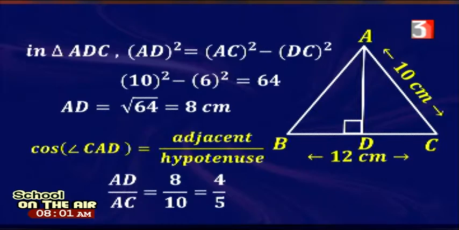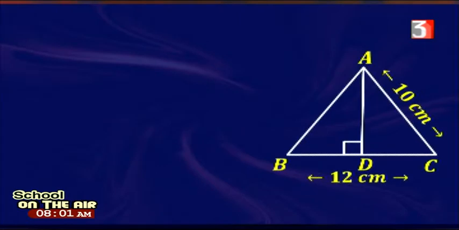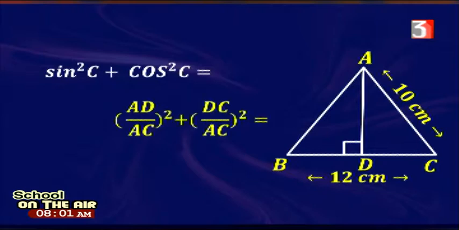What about sine square C plus cosine square C? Yes, of course. Look carefully. What about sine C? It is opposite over hypotenuse. So sine C equals AD over AC, which is the rule of the sine, opposite over hypotenuse. But I want you to find sine square, so AD over AC, all to the power of 2.